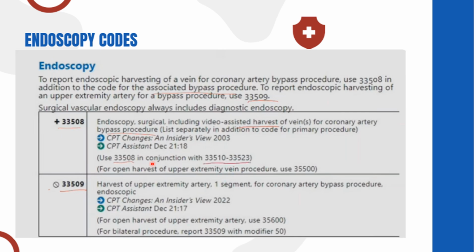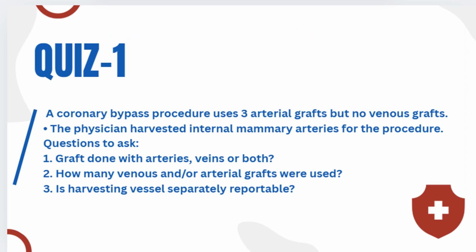So this is that specific. Whatever you have endoscopically harvested, whether it is a vein or artery, depending upon that, the code varies. Now let us take a quiz that will help you to understand the concept better.